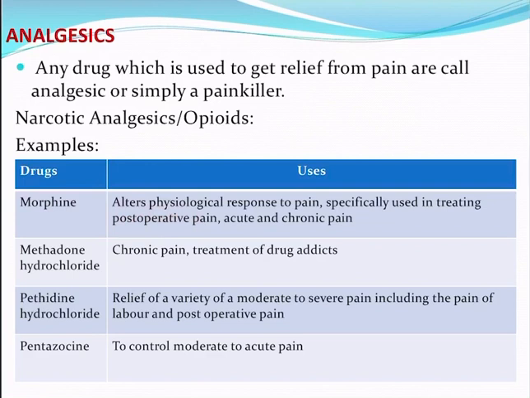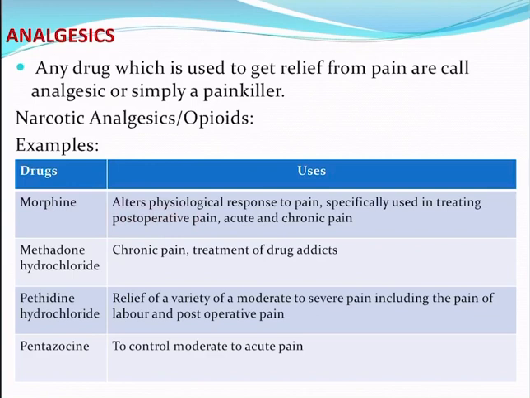But at this stage, if you take a narcotic analgesic drug, for example morphine, it will allow us not to feel that pain. The pain will be there, but it is not felt by us. Such types of drugs are called narcotic drugs. Another example of this is methadone hydrochloride.